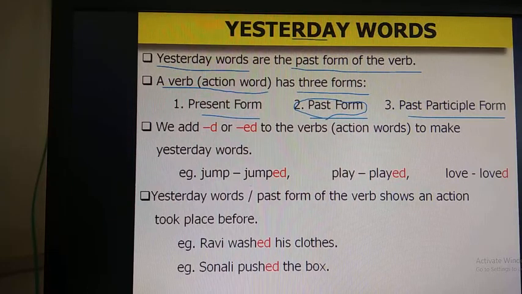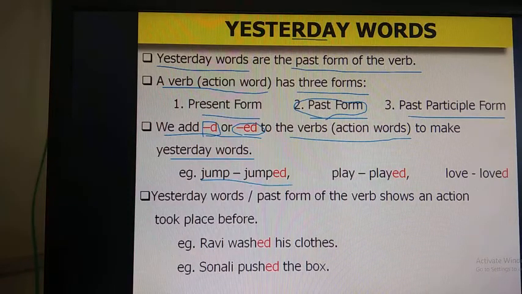We add d or ed to the verbs or an action word to make yesterday words or past form of the verb. Like, for example, jump, jumped, play, played, love, loved.